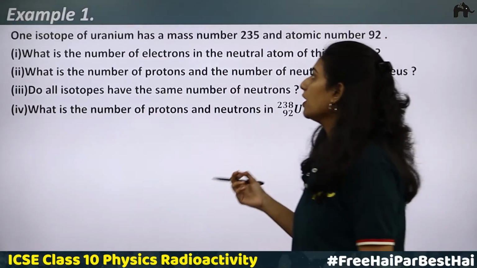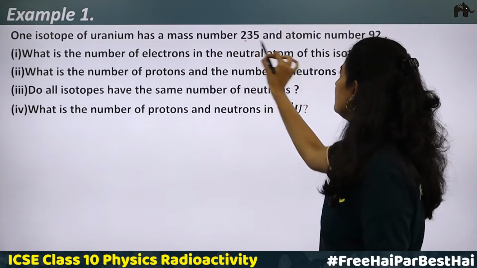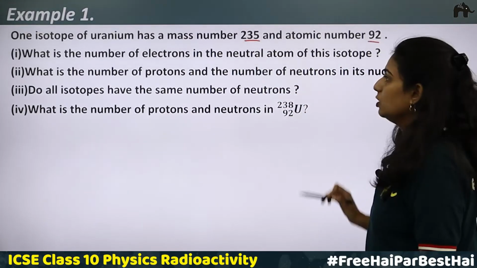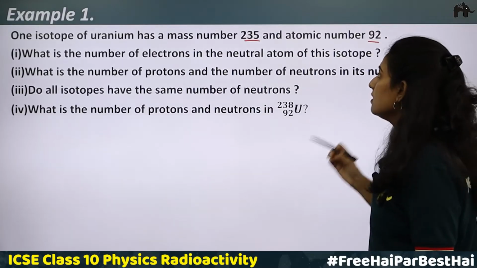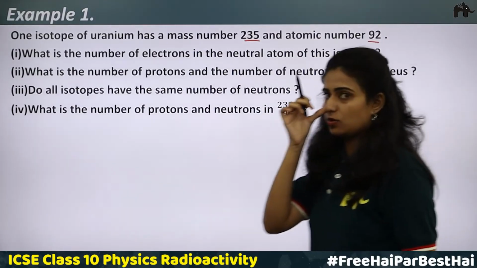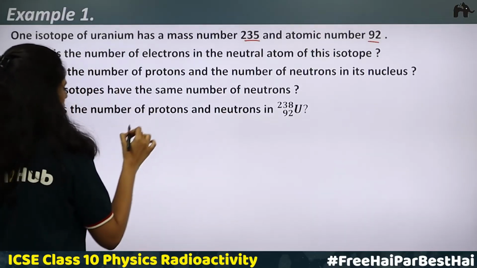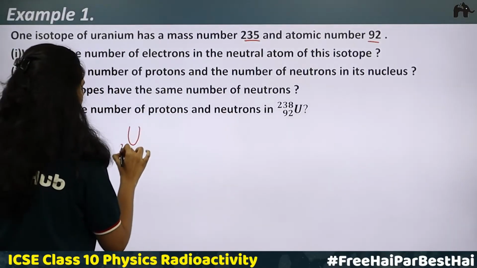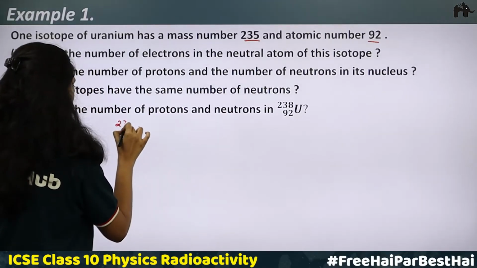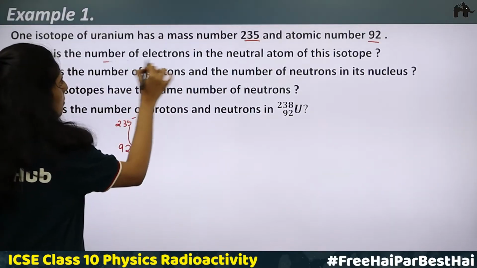One isotope of uranium has a mass number 235 and atomic number 92. What is the number of electrons in the neutral atom of this isotope? The neutral atom of this uranium isotope can be represented as uranium 92 235. So, how to find the number of electrons?